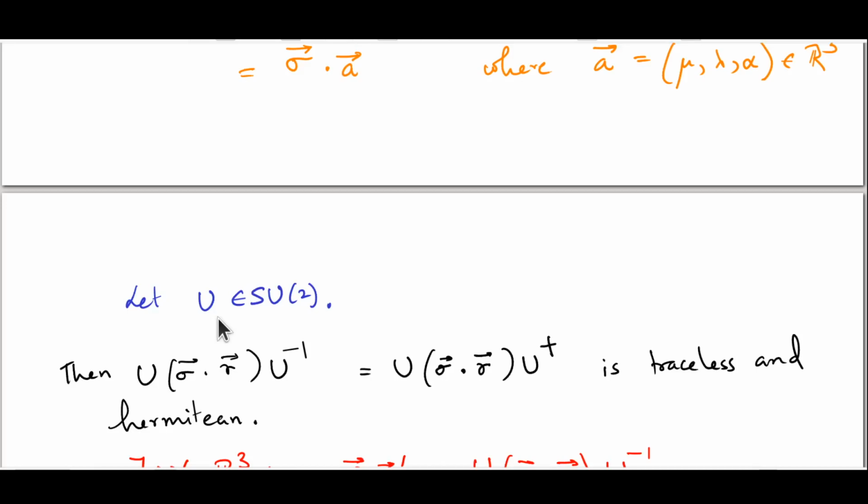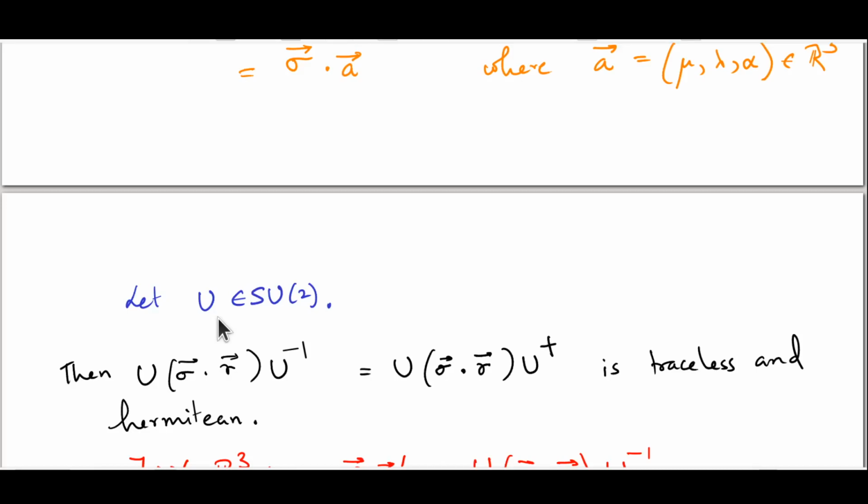This is of course the same as U sigma dot R U dagger, and since this is a similarity transformation, on the one hand, it preserves the trace, so this resulting matrix must be traceless. And because U inverse is U dagger, it is very easy to see that the resulting matrix here is also Hermitian, since sigma dot R is Hermitian. So this is a traceless Hermitian matrix, 2x2 of course, and as we have already seen, every traceless 2x2 Hermitian matrix can be written down in the form sigma dot A for some vector A.